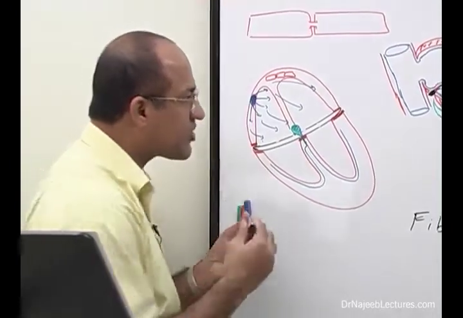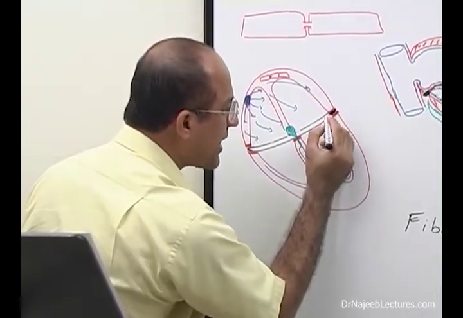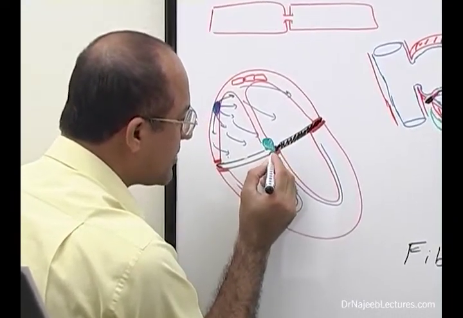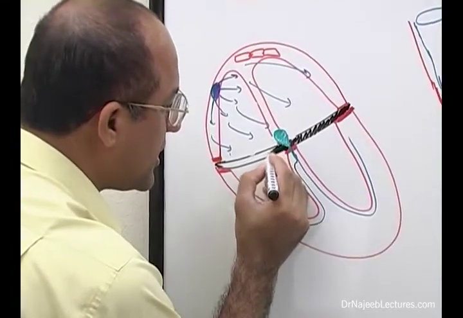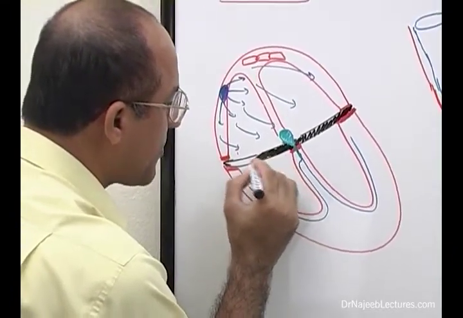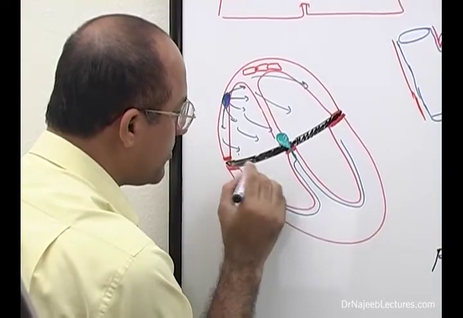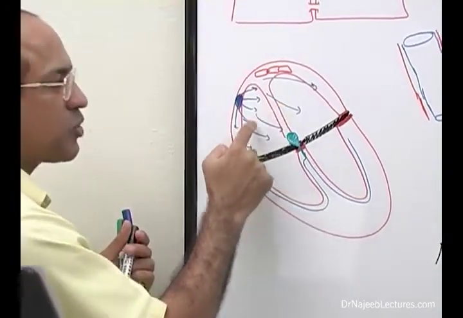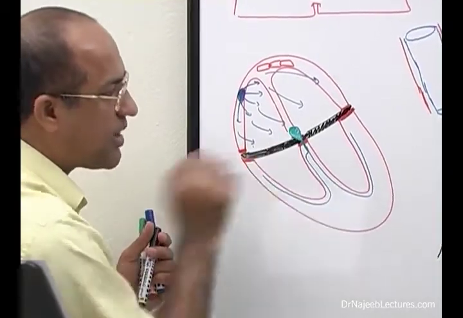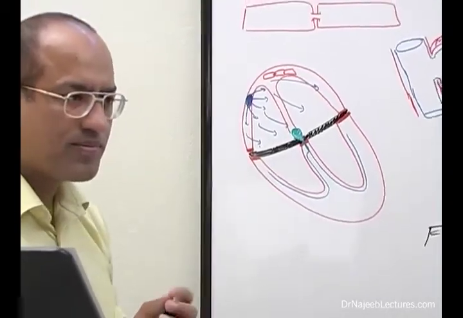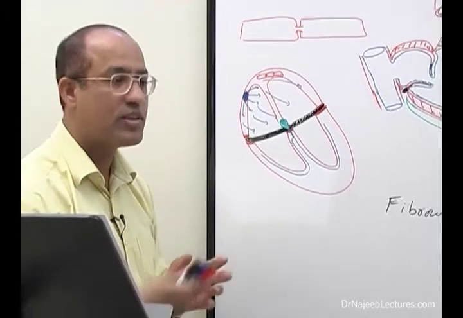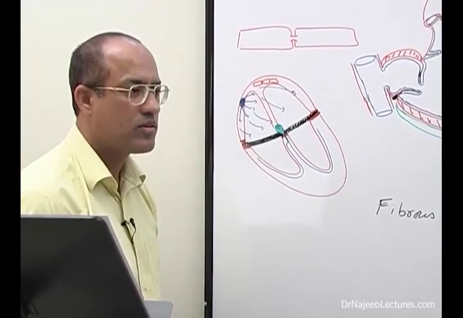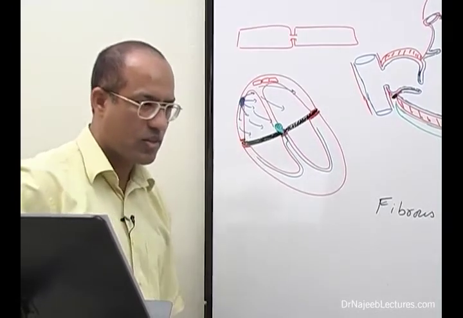This is an extremely important point to understand: the fibrous skeleton acts as perfect insulation between the atrial myocardium and ventricular myocardium, and there is only one point through which the current from the upper story can go to the lower story, and that point is the AV node. Am I clear? Yes. So basically we go from the right atrium to the right ventricle. No.